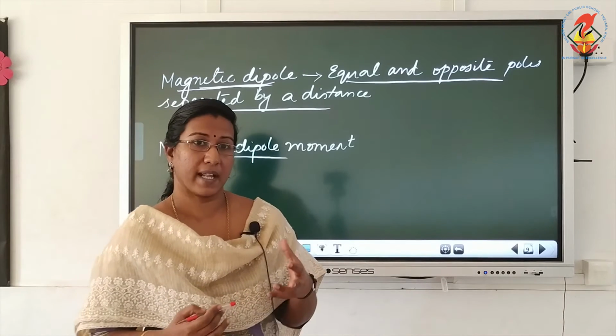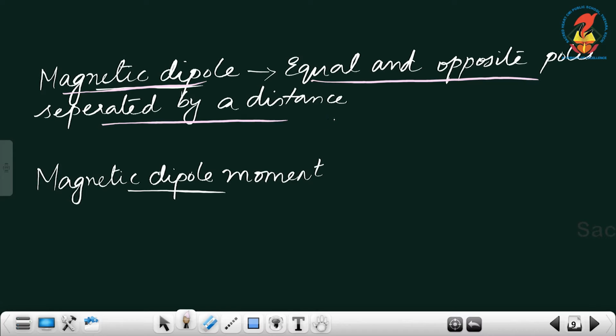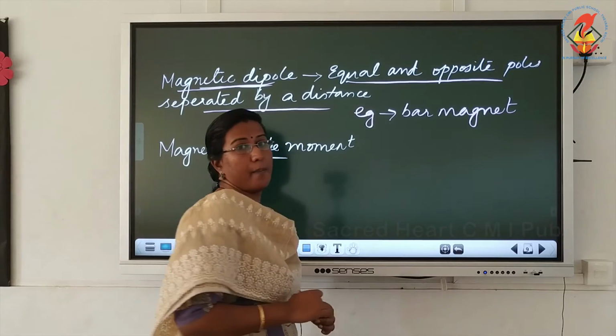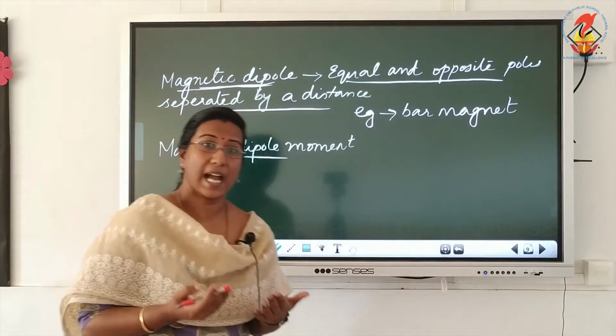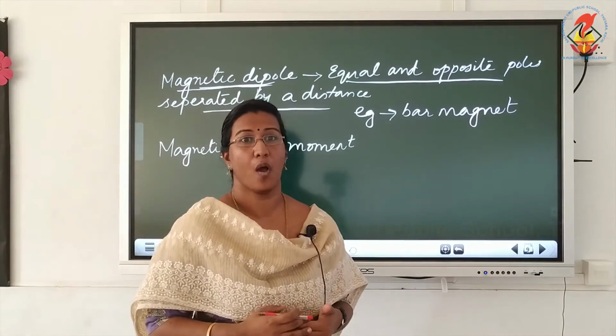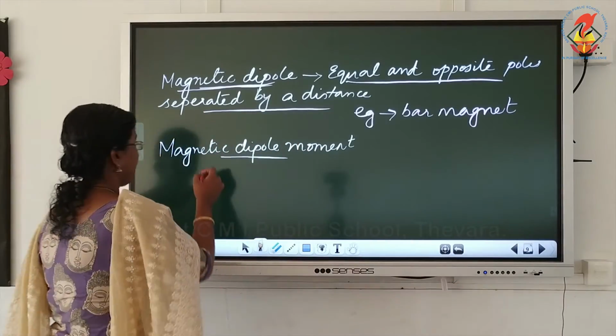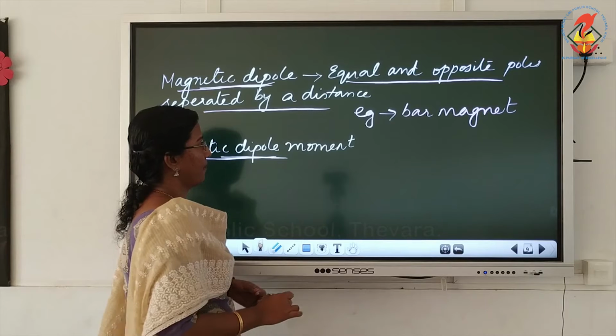A very common example for a magnetic dipole is a bar magnet. A bar magnet is a very good example for a magnetic dipole. A current carrying loop is also an example for a magnetic dipole. Now, the next term is magnetic dipole moment.